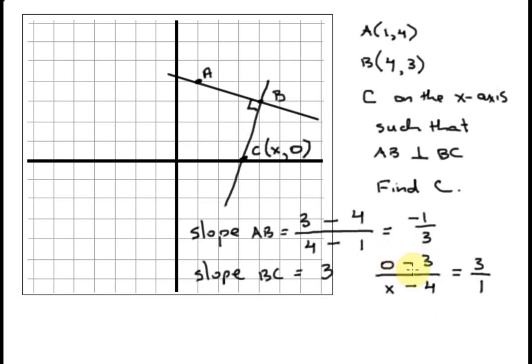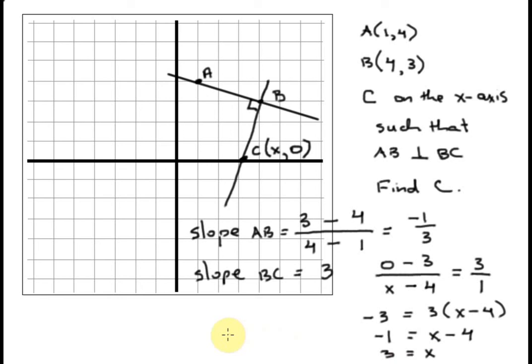So here I have negative 3 times 1, so that's going to equal negative 3. And then over on this side I have 3 times x minus 4. So here's an equation that I can now solve. I'm going to divide both sides by 3. So I get negative 1 equals x minus 4. And then I'm going to add 4 over to this side. So it turns out the x coordinate is 3.